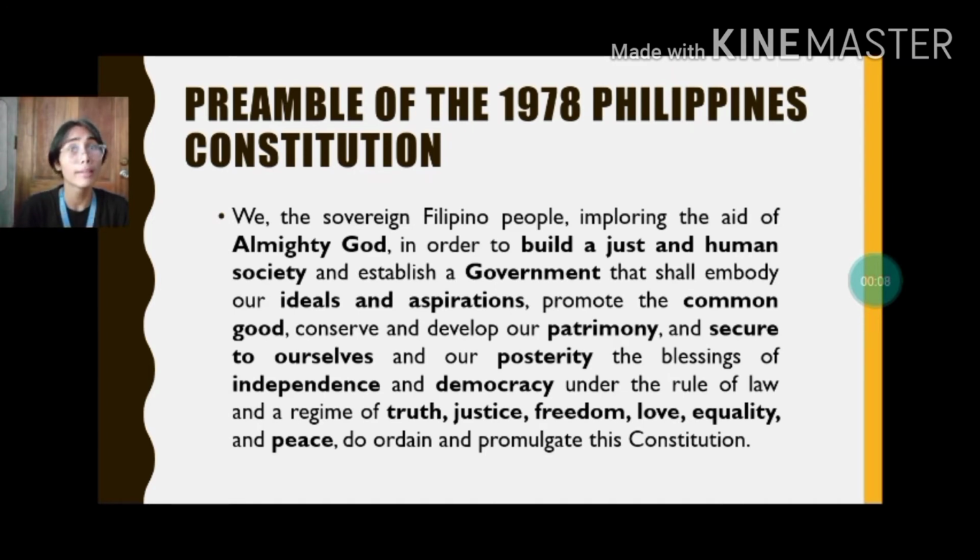The preamble of the 1987 Philippine Constitution: We, the sovereign Filipino people, imploring the aid of Almighty God, in order to build a just and humane society and establish a government that shall embody our ideals and aspirations, promote the common good, conserve and develop our patrimony, and secure to ourselves and our posterity the blessings of independence and democracy under the rule of law and a regime of truth, justice, freedom, love, equality, and peace, do ordain and promulgate this Constitution.